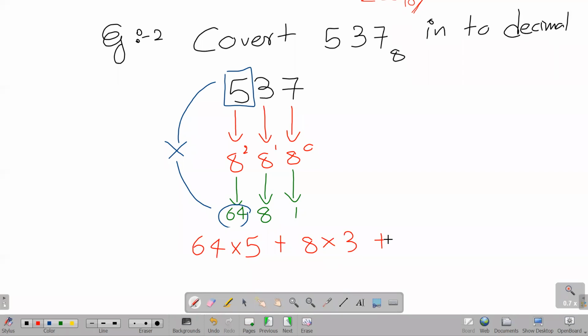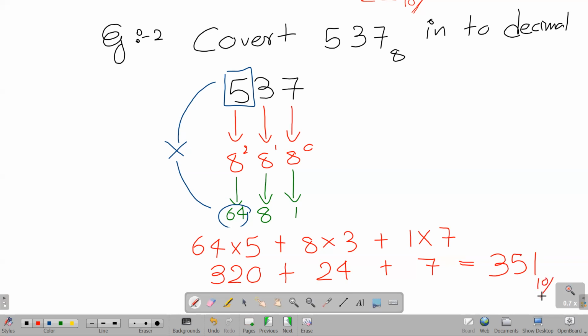So it is 64 into 5, plus 8 into 3, plus 1 into 7. That means 64 into 5 equals 320, plus 8 into 3 equals 24, plus 1 into 7 equals 7, which gives you how much? 320 plus 24 is 344, 344 plus 7 is 351. 351 in decimal. People, is that clear?